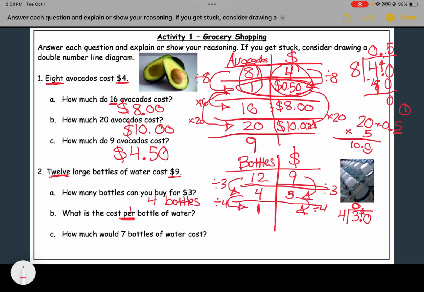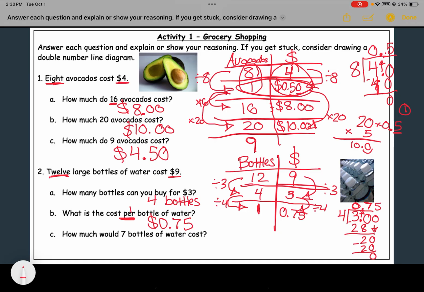4 goes into 30 7 times. So I put the 7 right above that 0. 7 times 4 is 28. 30 minus 28 is 2. Then I add a 0, bring down the 0. 4 goes into 20 5 times. 5 times 4 is 20. 20 minus 20 is 0. So for 1 bottle it would be $0.75. So per bottle it's $0.75.